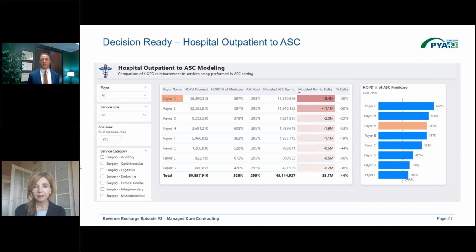One last thing to note is that when we're looking at setting reimbursement at an overall service category, there are some exceptions that apply. So if we have specific key services, let's say for orthopedic or digestive surgical procedures, we may have specific carve-outs for those types of procedures to note.